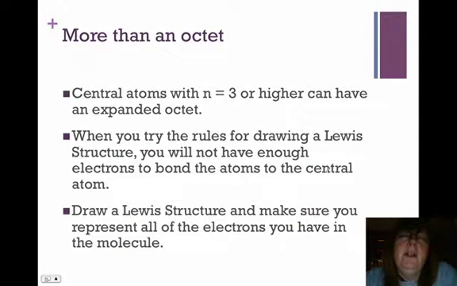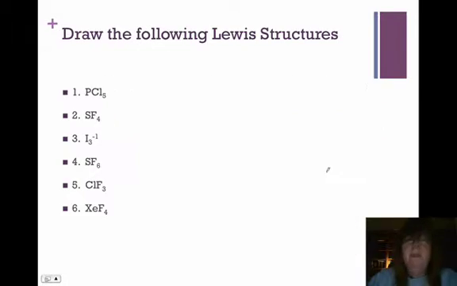When you start using those rules, like how many valence electrons do I have, how many do I need, it's not going to work. You're going to find out that you don't have enough shared pairs to hook up all your atoms. And so what you do is you just draw the Lewis structure, knowing now that this is an exception to the octet rule and that central atom may have more than an octet. And just make sure you represent all your electrons. Okay, so here we go.